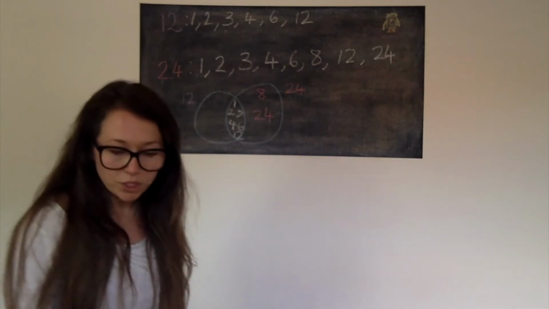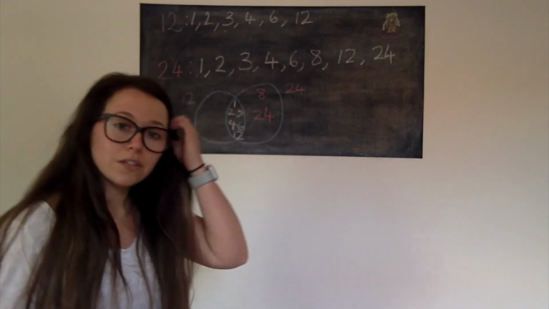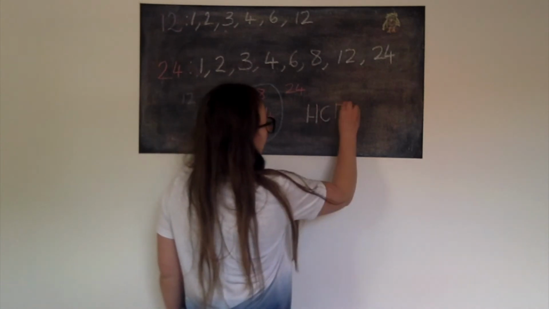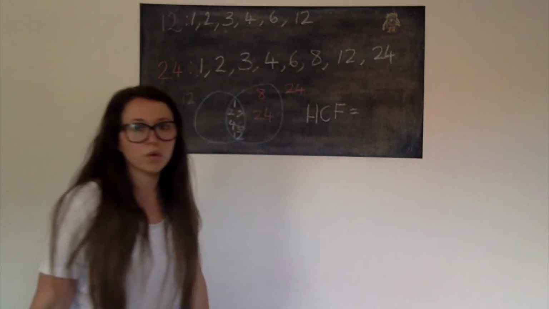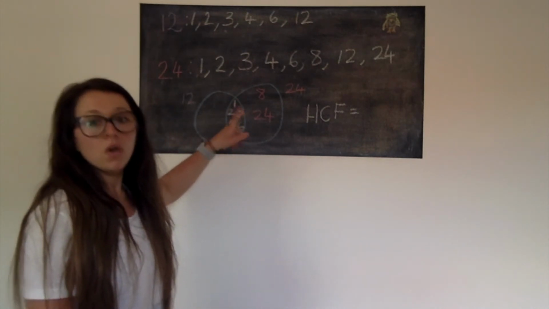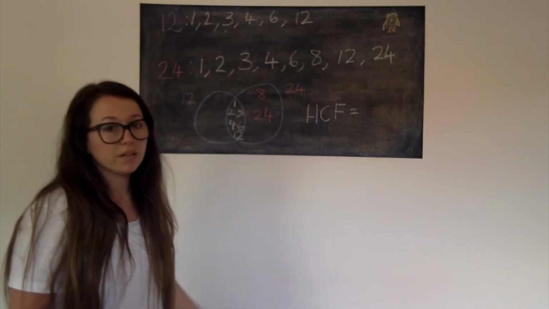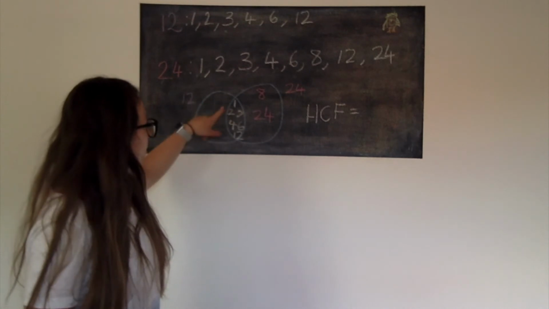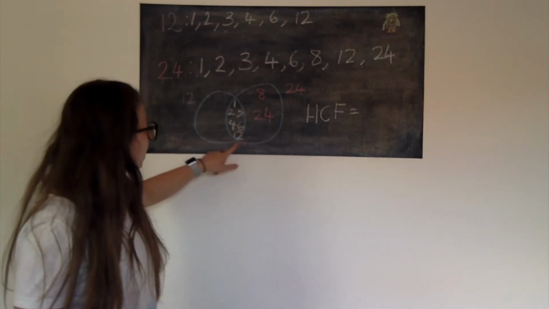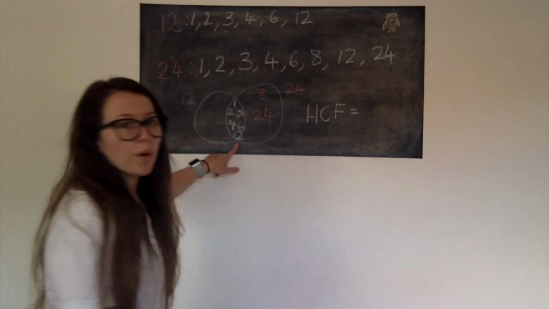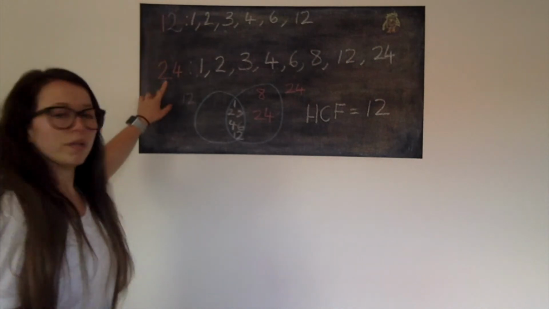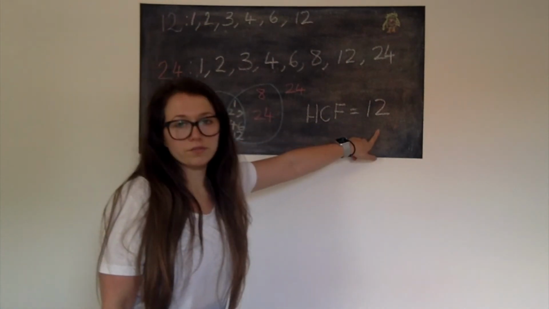Now, some of your questions in today's activity are going to ask you for the highest common factor. So that's talking about, out of these factors where they have the same, which one is the highest number? It's as simple as that. So we go down the list, because we've done it systematically, it's easy to spot, and the biggest number that I've got here in the middle is 12. So I can say that the highest common factor of 12 and 24 is 12.